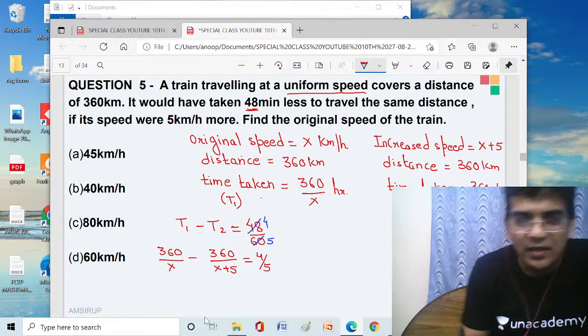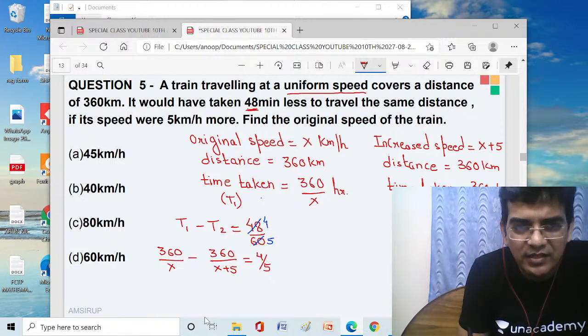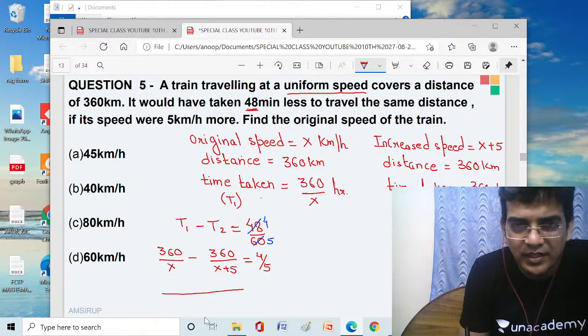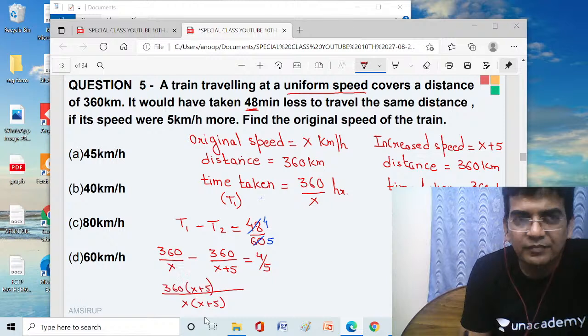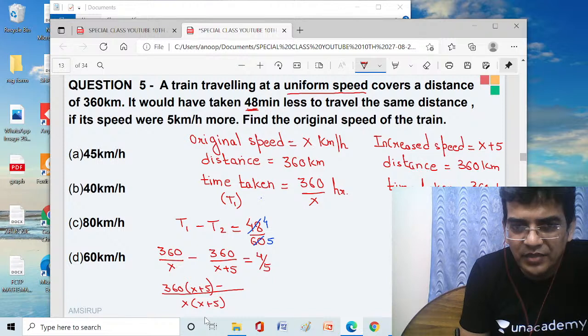Now I will solve this equation to get the value of x. How will I solve it? Simply, you will take the LCM. So here I can start with the LCM. That LCM will be x into x plus 5. Right? This x and x will reduce, so you will say 360 multiplied by x plus 5 minus, x plus 5 reduces, so you can write 360 into x, and on the right side it is 4 upon 5. Hope this much is clear to you now.